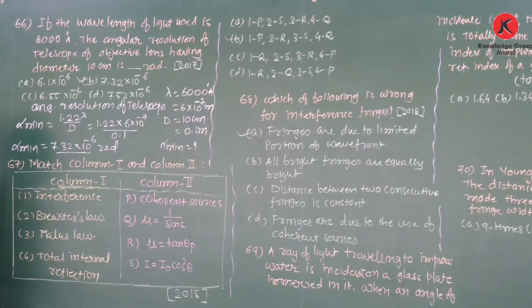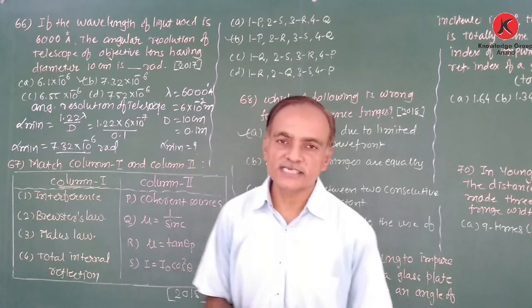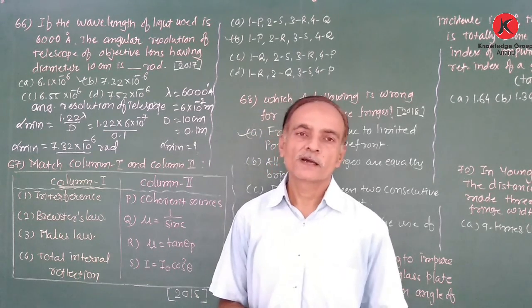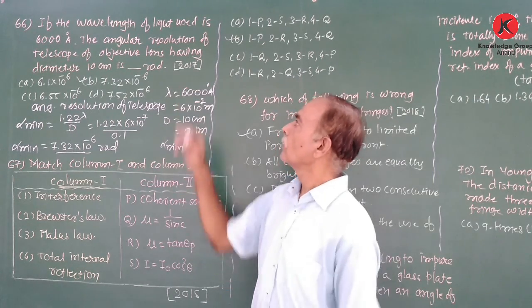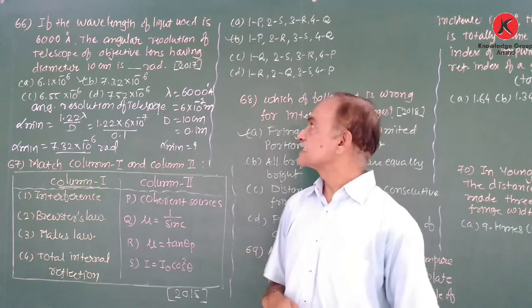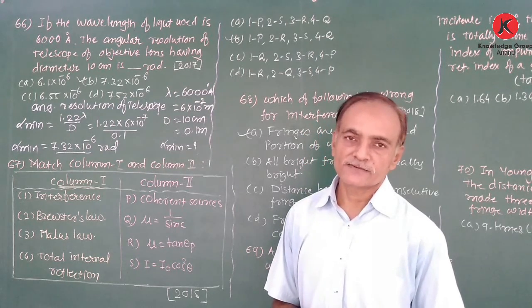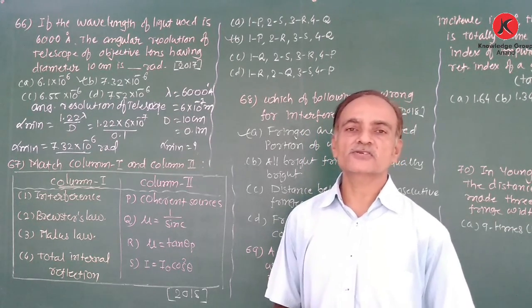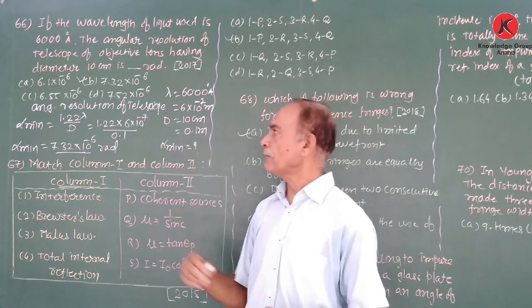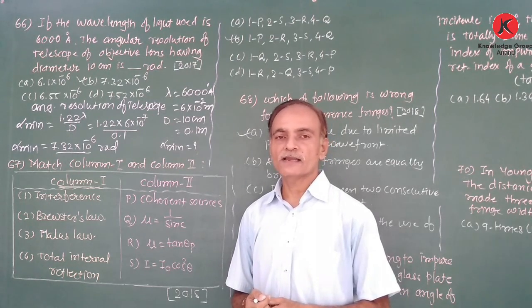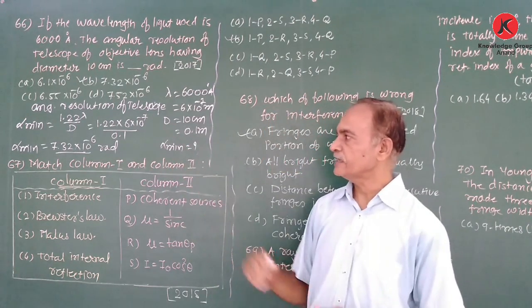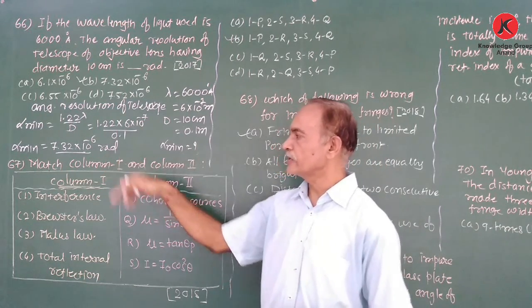The question depends on the equation of angular resolution of a telescope. Here the wavelength of the light used is 6,000 angstrom, and the objective lens has a diameter of 10 centimeter. We know the angular resolution of a telescope, alpha minimum, is equal to 1.22 lambda upon capital D. Substituting the values, we obtain the angular resolution as 7.32 into 10 to the power minus 6.